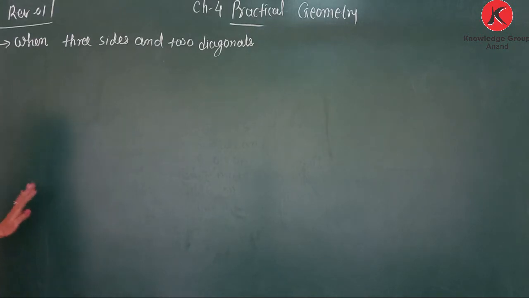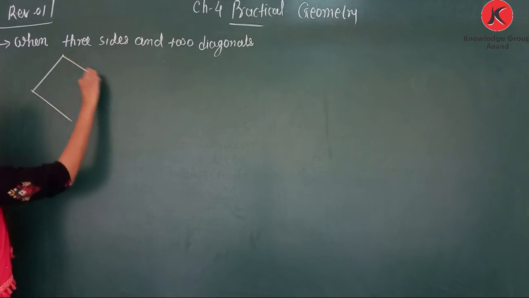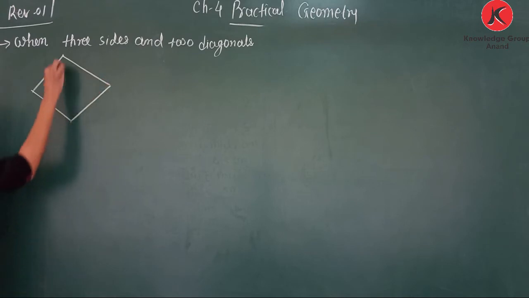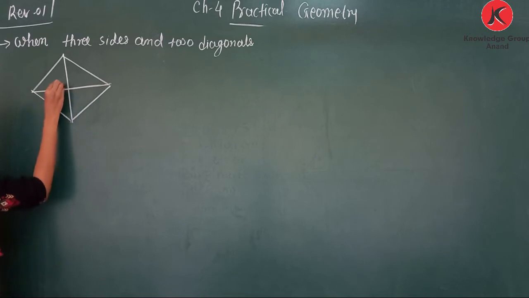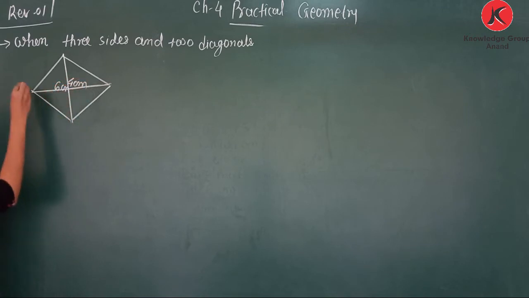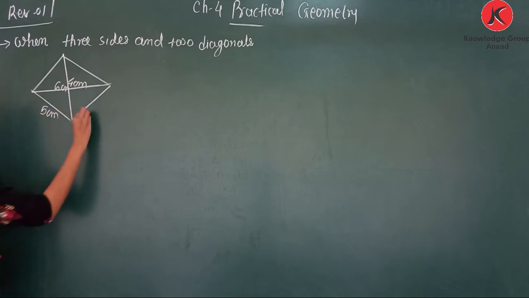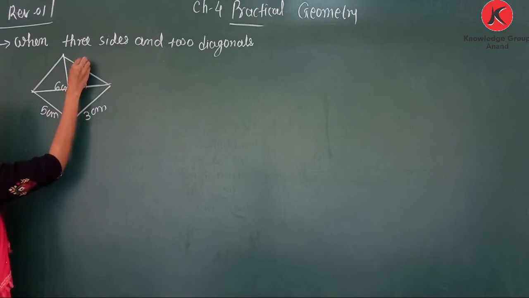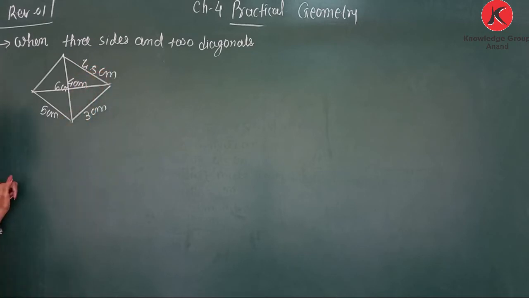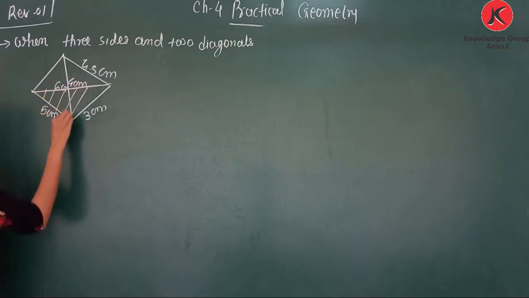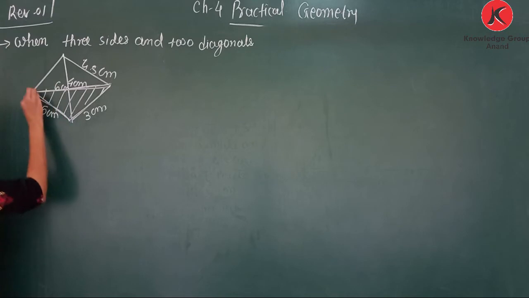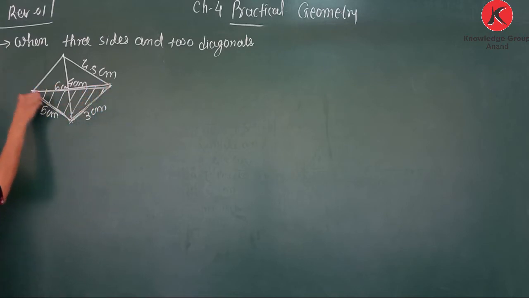Let's take one simple example: how will we draw a quadrilateral with 3 sides and 2 diagonals? Consider this quadrilateral in which the 2 diagonals are given, say 6 centimeter and 4 centimeter, and any 3 sides are given: 5 centimeter, 3 centimeter and 4.5 centimeter. So how can we draw it? Here we need to identify the triangles. This is the first triangle. In that we can apply the SSS criteria because this side is 6 centimeter, this is 3 centimeter and this is 5 centimeter. So we can construct this triangle.